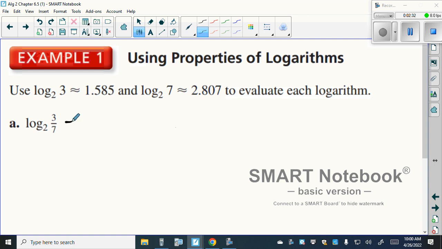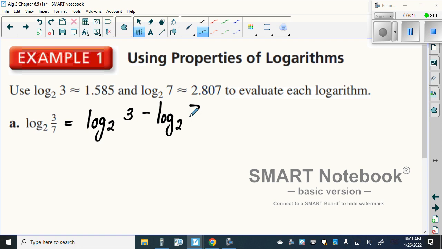According to our quotient property, whenever we have two things being divided inside the logarithm, we can rewrite this log as subtraction. So I can rewrite this as log base 2 of 3 minus what? Log base 2 of 7. Because whenever we have two things being divided inside of a logarithm, we can rewrite it as two logs being subtracted. Any questions on how we did this so far? We good with this?